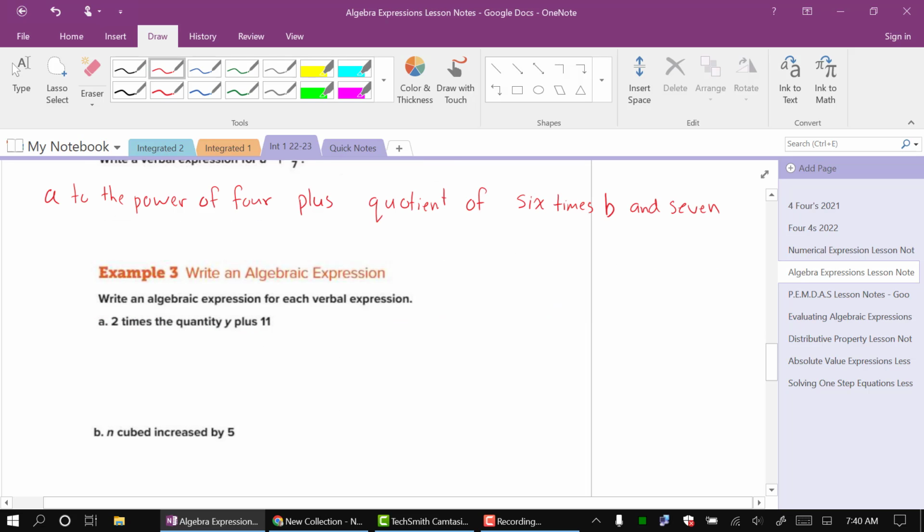So now we have a verbal expression. We want to translate it to an algebraic expression. So we have 2 times the quantity y plus 11. So the quantity of y plus 11, and we're going to double that. So 2 times that. Then we have n cubed. As we talked about earlier, n cubed stands for n to the power of 3, increased by 5. So that would be plus 5.